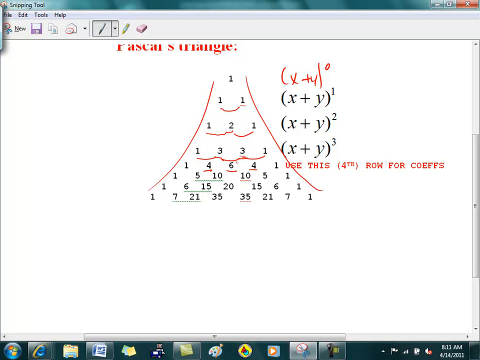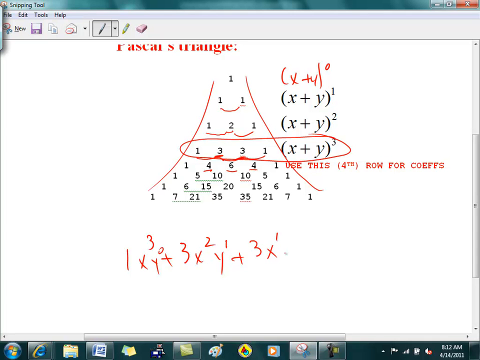So what are these terms actually used for? Let's take a look at this. What it's saying is that you're going to get 1 times x cubed plus 3 times x squared y. Remember that the exponents always add up to, in this particular example, 3. The next one's going to be 3 times x to the 1 times y squared. Nice, good job. And then the last one's going to be y cubed, x to the 0. Good job. Fantastic. You guys get this? You guys all right on that?